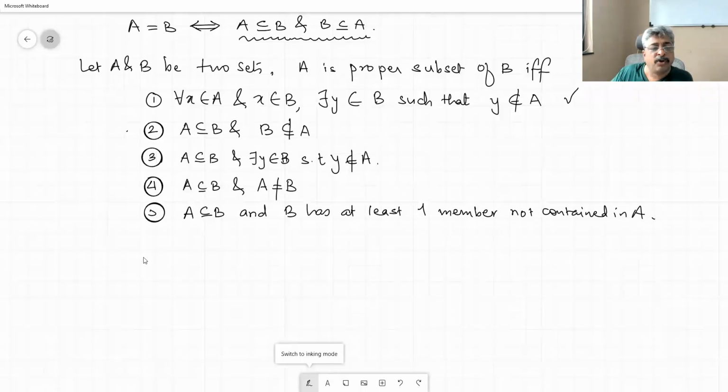I should have said this first. What do we mean by universal set? All objects under consideration, universal set.